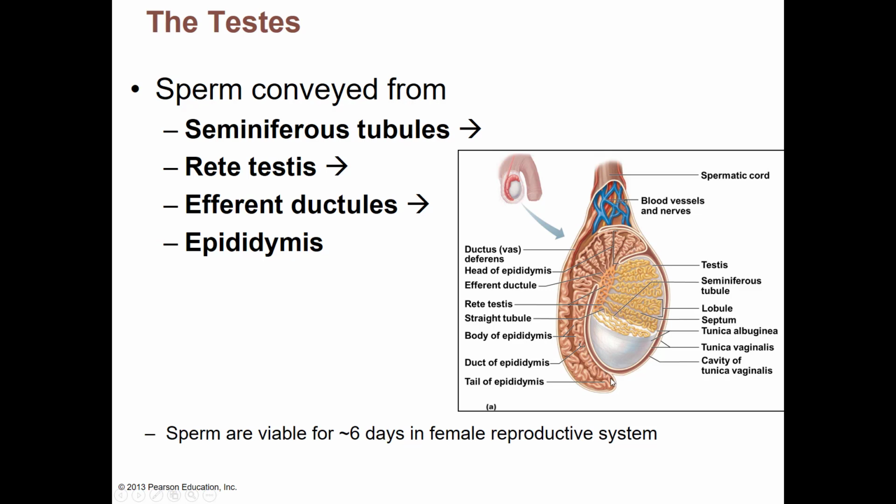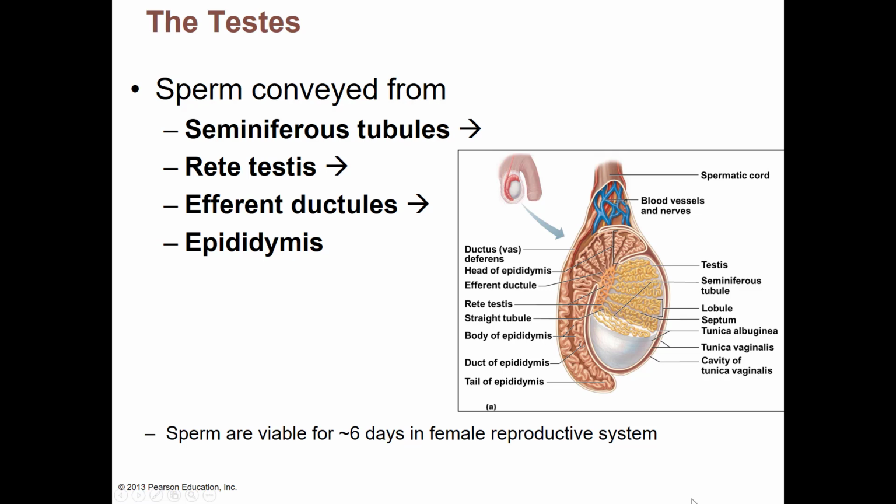Now, I can't remember why I put this little factoid here. I was talking about it at some point, but yes, sperm are viable for around 6 days in the female reproductive system. I'll talk about that later in lecture, how long eggs last and how long sperm last.